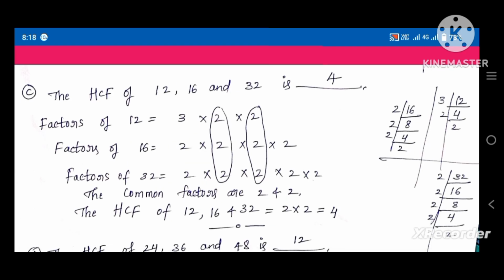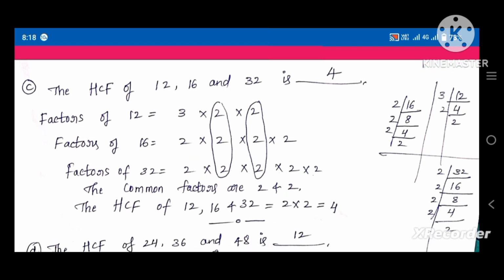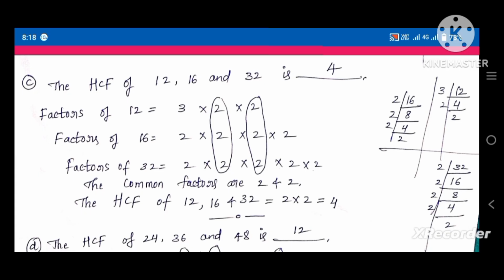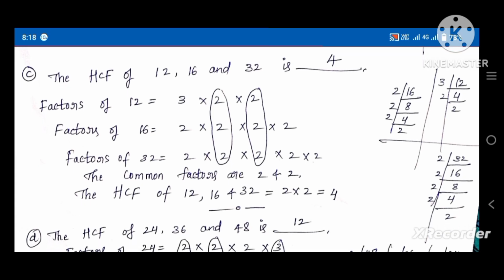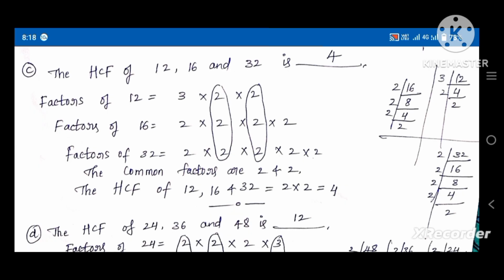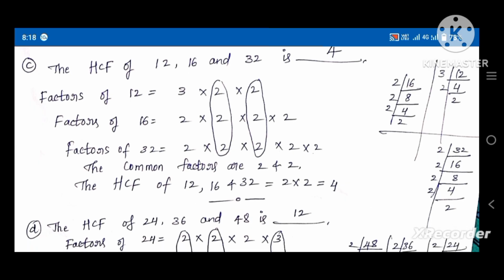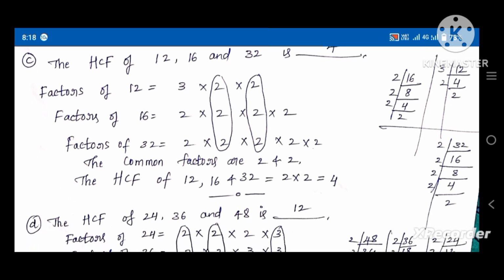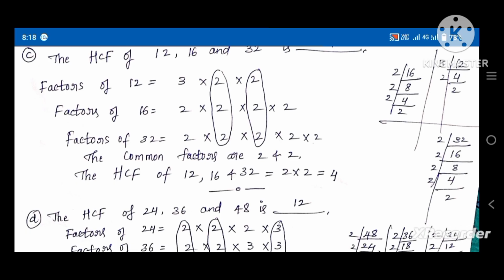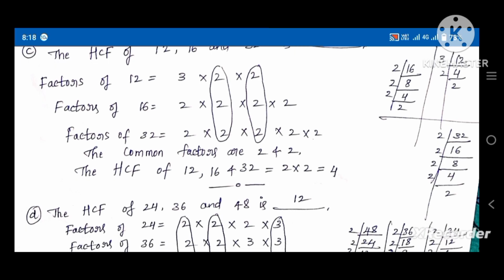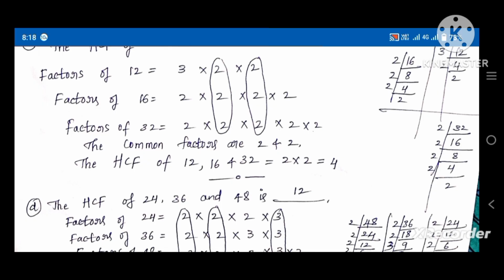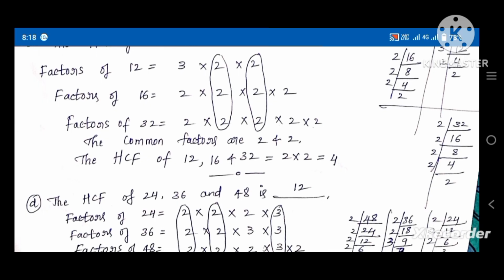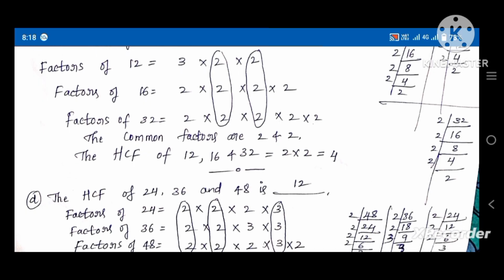C. The HCF of 12, 16 and 32 is 4. Factors of 12 are 3 into 2 into 2. Factors of 16 are 2 into 2 into 2 into 2. Factors of 32 are 2 into 2, 2 into 2 into 2. The common factors are 2 and 2. The HCF of 12, 16 and 32 is equal to 2 into 2, which is 4.